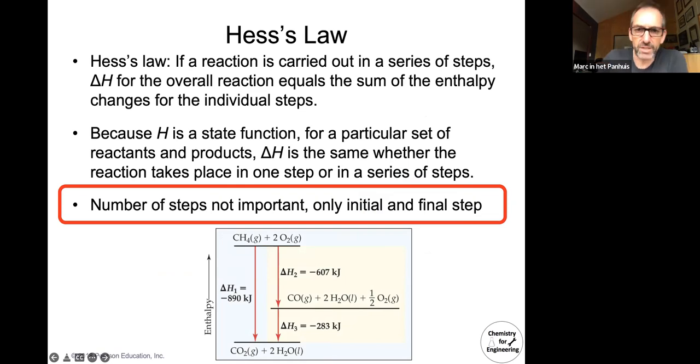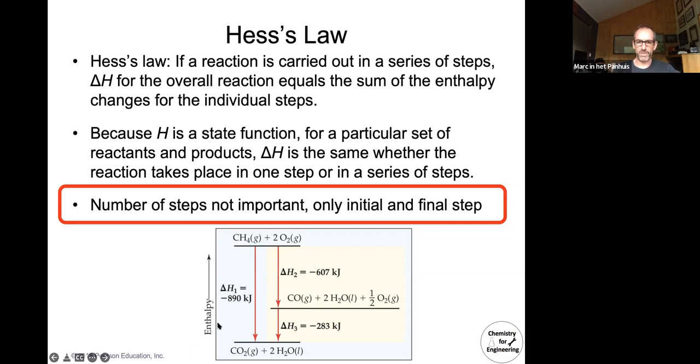So that brings us to another law. We already saw the first law of thermodynamics. Now we're going to see another law, which says that if you carry out a reaction in a number of steps, then the change in enthalpy of the overall reaction is just the sum of the enthalpy changes for the individual steps. It also means that the number of steps is not really important. It's only really the final and the initial states. So let me illustrate that with an example.